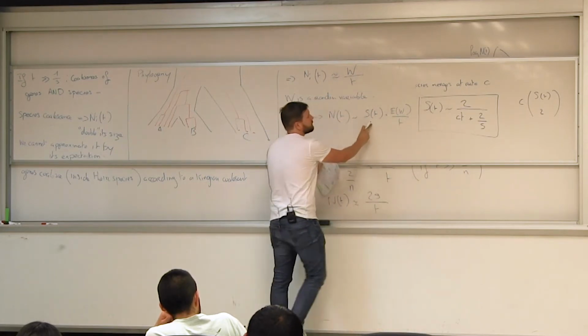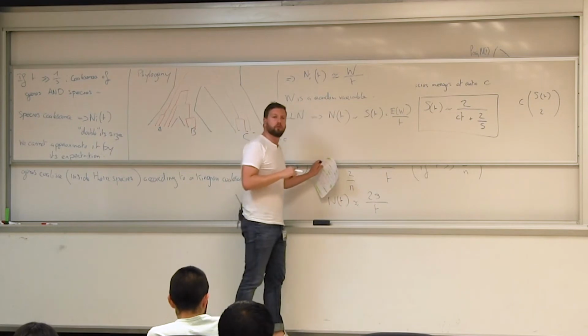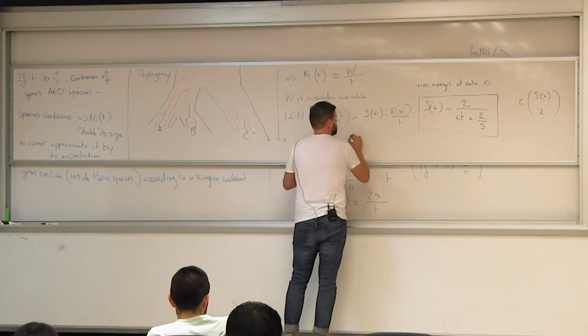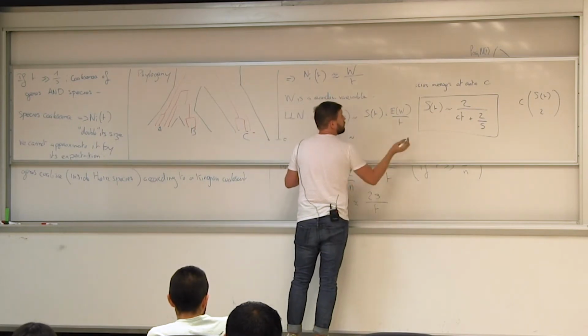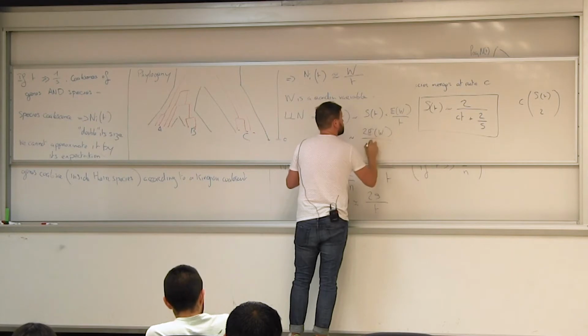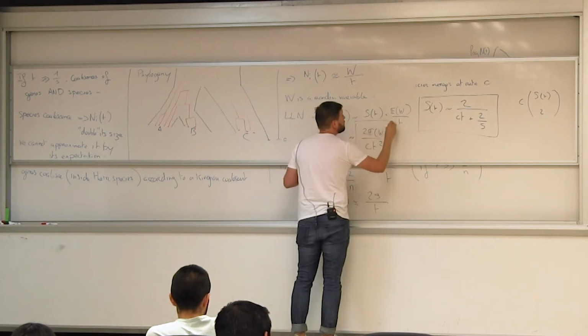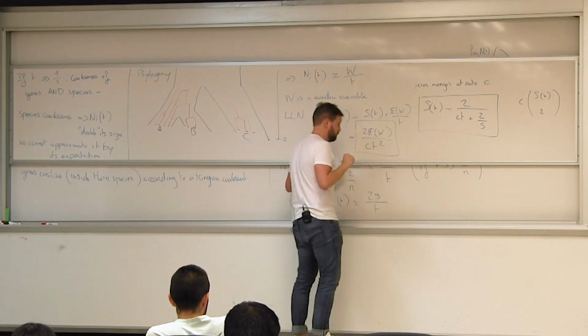Okay? And s of t, it's the number of species. It goes like the number of blocks in a Kingman coalescent. So this gives 2 expectation of w over ct square. Okay? And this is mainly the result that we managed to prove.